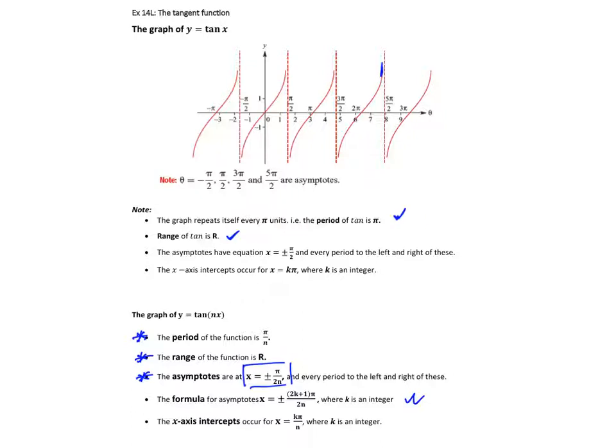And the last thing there is finding the axes intercepts. And we can find them by using that formula. x is equal to k times pi on n. Now, a lot of this becomes natural when you look at the equation, and things will follow on from each other. So let's have a look at some of those examples.